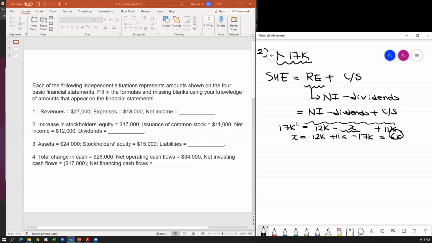Number 3, assets equal 24K, stockholders' equity equals 15K. The question is asking for liabilities, so very simple stuff. We know this accounting equation. So number 3 says assets 24K. We don't know the liability, plus shareholders' equity 15K. So of course, X is 9K. So we have $9,000 of liability.